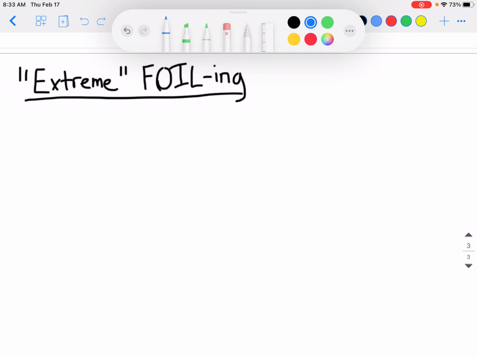Hello and welcome to this example video where we're going to do some quote-unquote extreme foiling. So let me show you an example of an extreme foiling problem. Let's say we have something like (3x - 2y) quantity squared.